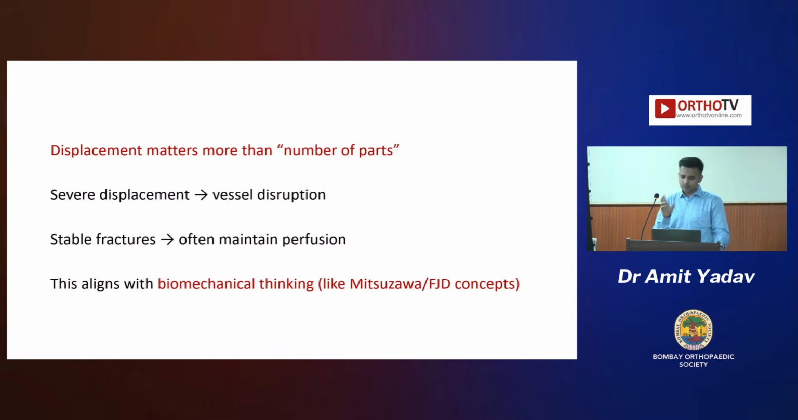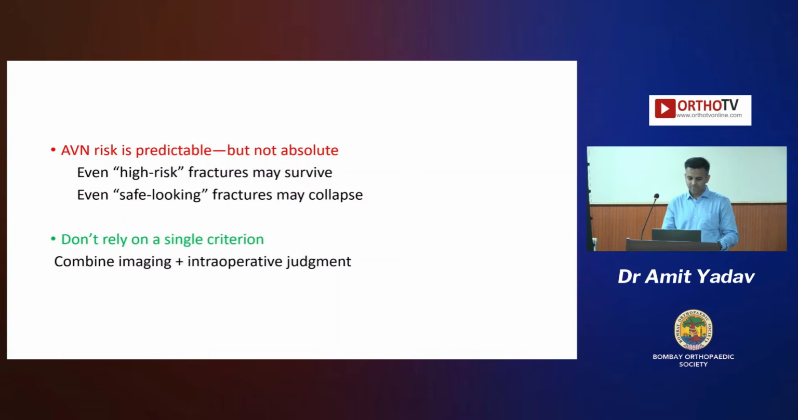So the take home point is that displacement matters more than the number of parts. If there is severe displacement, there is more vascular disruption. Stable fractures usually do not go for ischemia. And this even aligns well with the biomechanical classifications of Mayo and Mitsuzawa. And AVN risk is predictable, but it is not absolute. Not all high-risk fractures will go for AVN, and not all safe-looking fractures will not collapse. So you cannot depend on only one criterion; rather you can combine the imaging and the intraoperative findings and then decide which fracture will go for AVN and which will not.